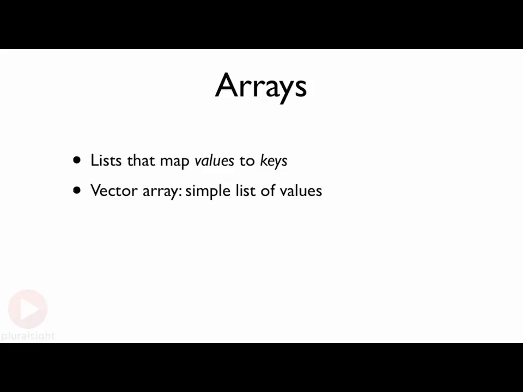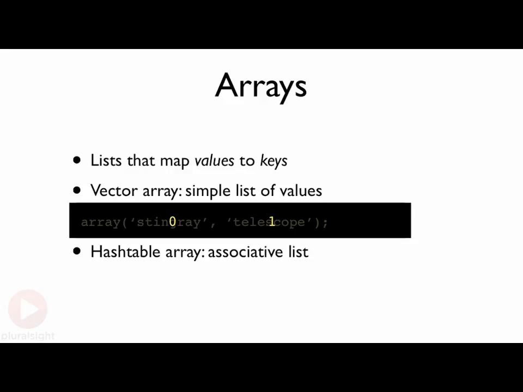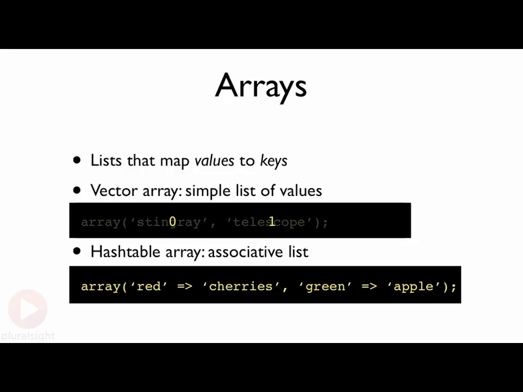The first is a simple vector array, which is just a list of values. We've got an example here where we've got a simple array with two elements, stingray and telescope. In a simple vector array, the items are indexed by integers beginning with 0. So in this array, we have indexes of 0 and 1. The other common format of arrays in PHP are hash tables, or associative arrays. These arrays are indexed by strings or other values, not necessarily 0, 1, etc. So in our example here, we have an array of cherries and apple with the indexes of red and green.